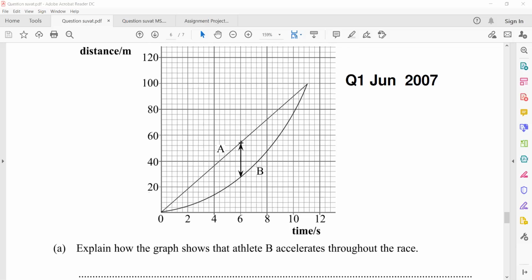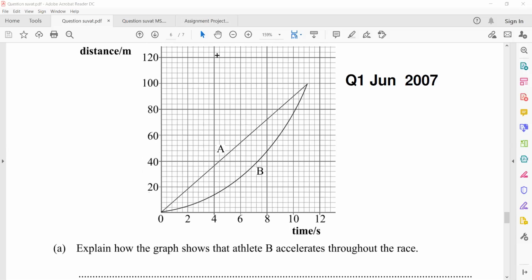And what is the estimation? This is just an estimation. Each square is representing 4. So this is 28. And this one is approximately 56, or you can say 54, because it is between. So just the difference, 54 minus 28, will be the estimated maximum distance.